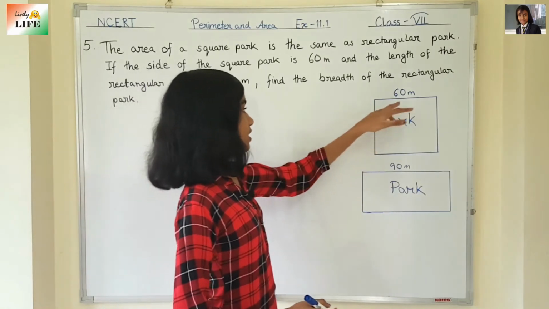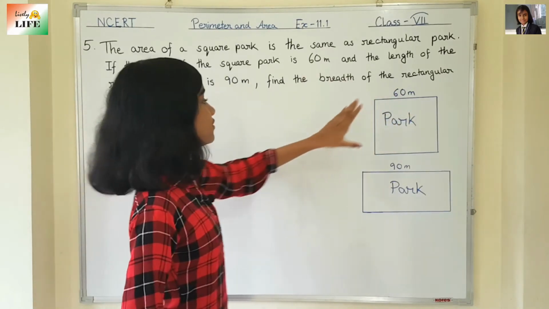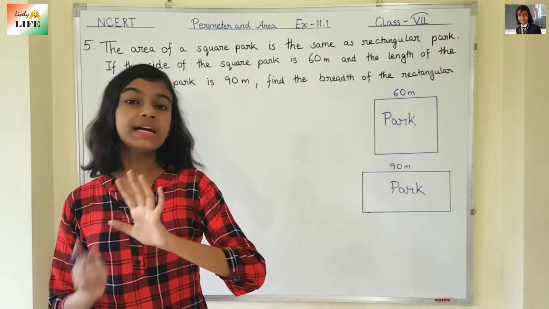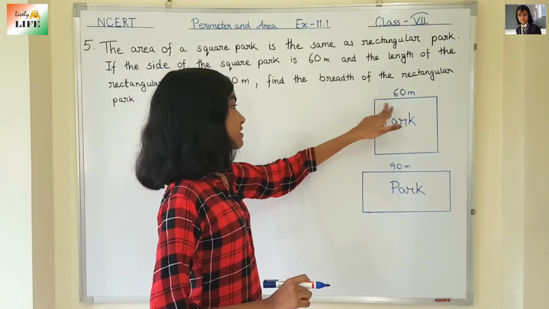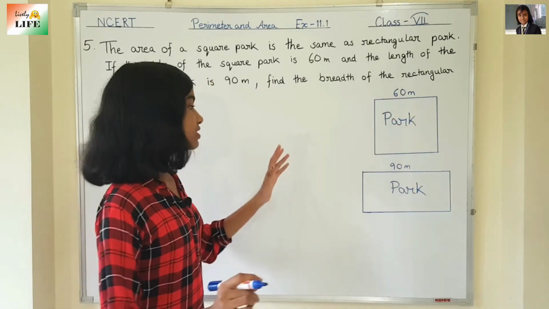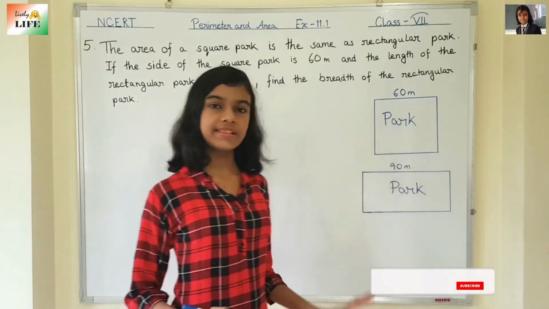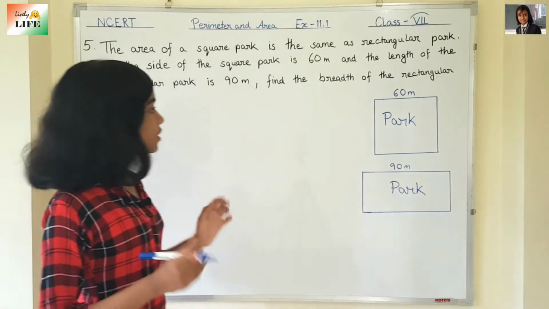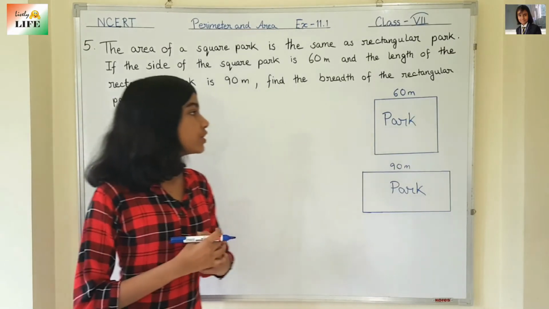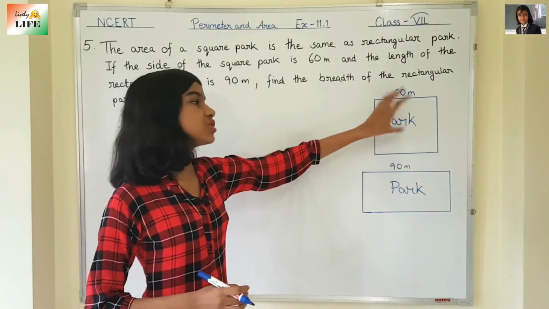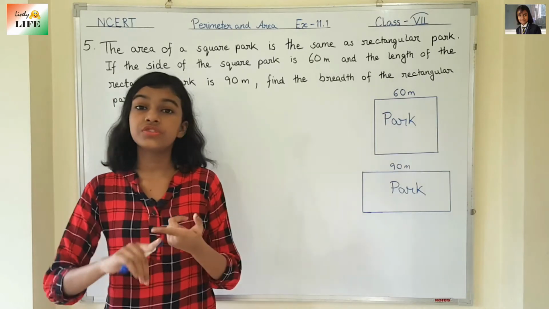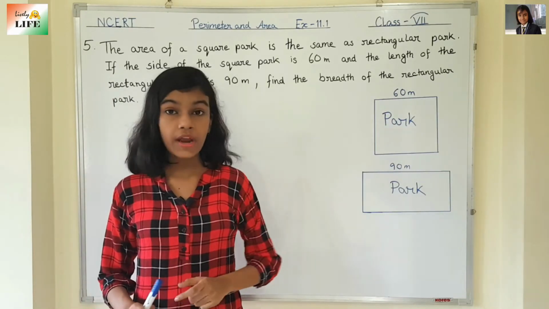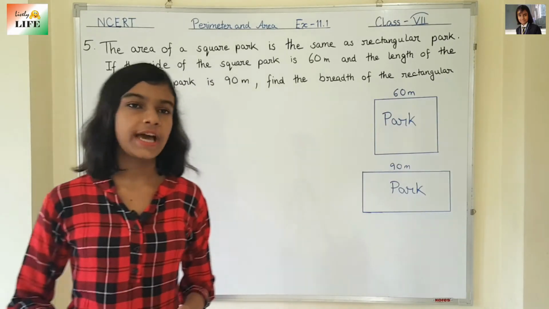So what is given? The area of the square park and the rectangular park are same, and the side of square park is 60 meter and length of rectangular park is 90 meter. So we need to find the breadth. First, we are going to take out the area of the square park, because side is given. What is the formula of area of square? It is side into side, right?